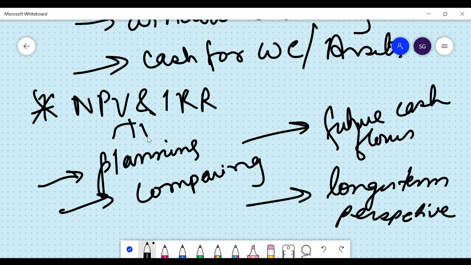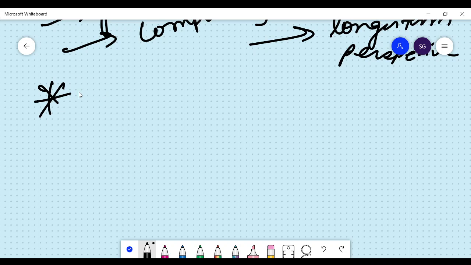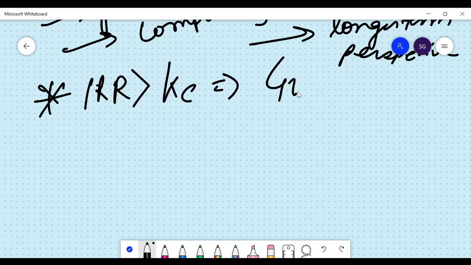If we have a positive NPV, it means we are creating shareholder wealth, and if IRR is equal to the required rate of return, then NPV is 0. Hence, we know that if we want a good performance, then IRR must be greater than the cost of capital. So IRR, if it is greater than the cost of capital, then we have a good performance.